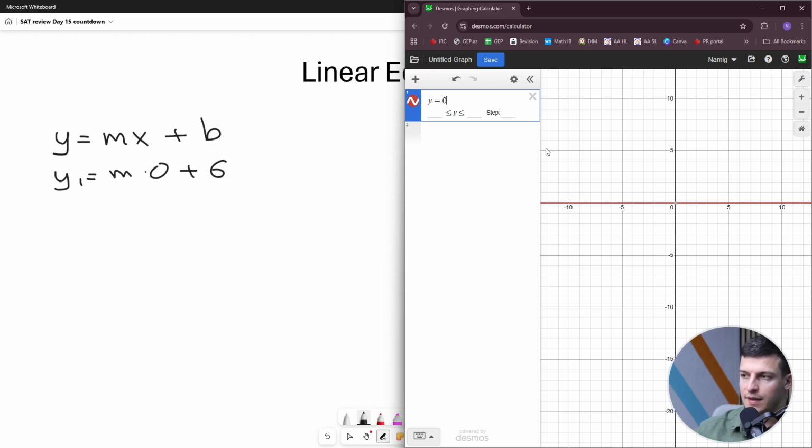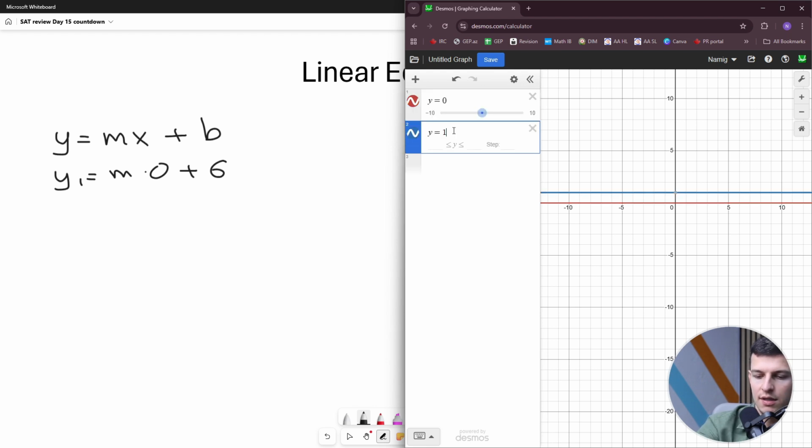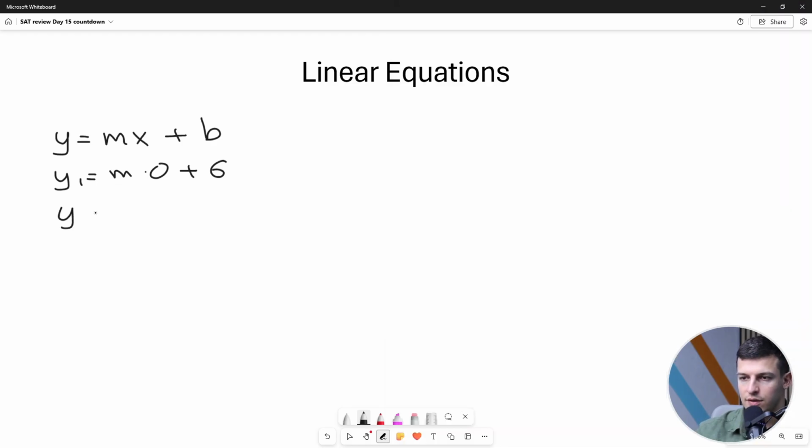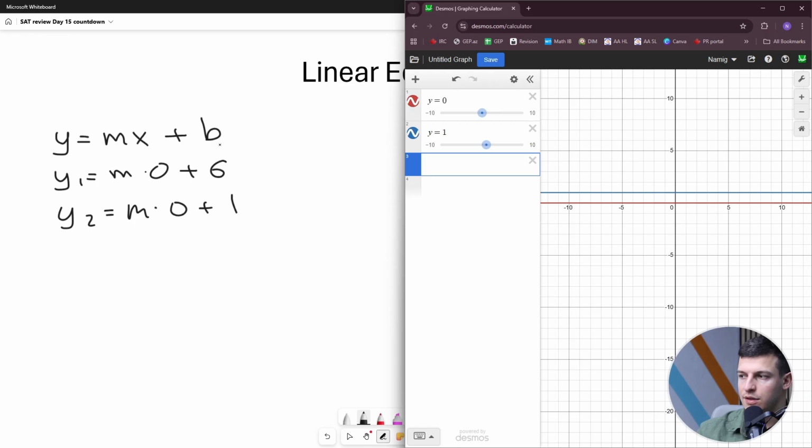And then, as I start changing it, I'm going to add another one instead of changing it. As I start changing it, this graph starts to shift, right? So y2, let's say m times 0 plus 1. So it starts shifting upwards. So from there, I can sort of understand what b is. So b is a point where we are cutting the x line. You can see that from the graph. Sorry, we're cutting the y line.